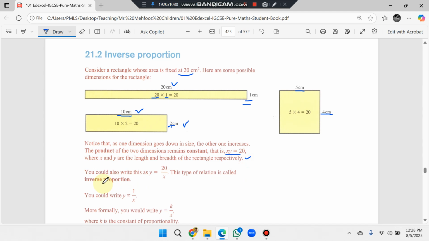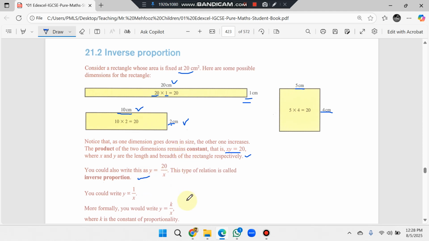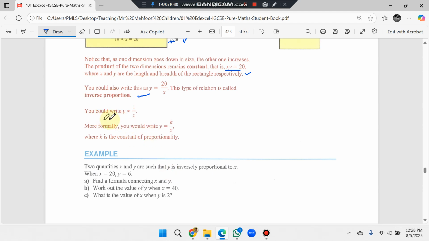Yes. Okay, you could also write this as y equals 20 over x. This type of relation is called inverse relation. This is the definition of inverse proportion. You could write it with the sign of proportion: y is proportional to 1 over x. You can say it in two ways: y is directly proportional to 1 over x, or y is inversely proportional to x.